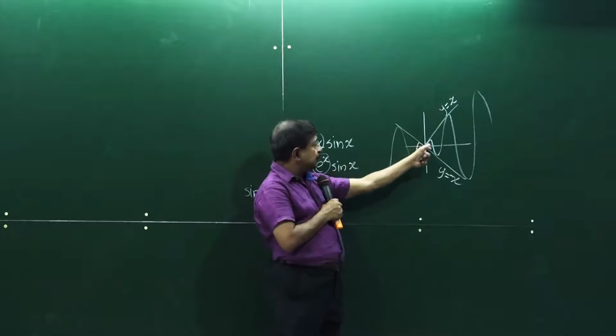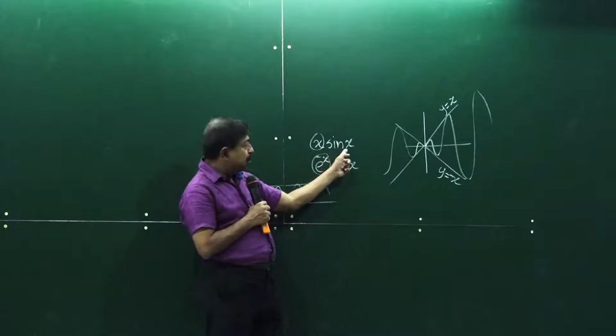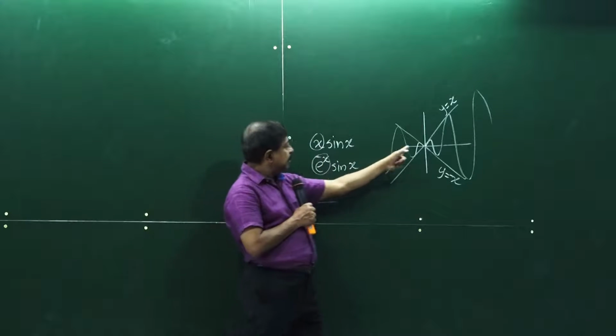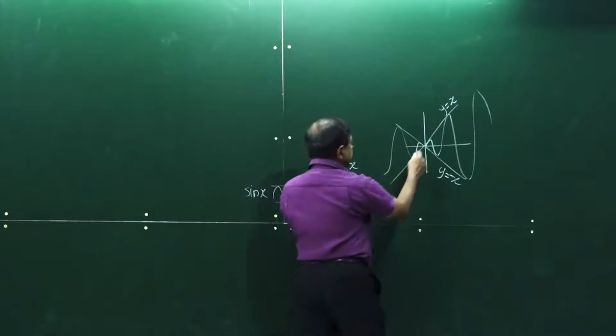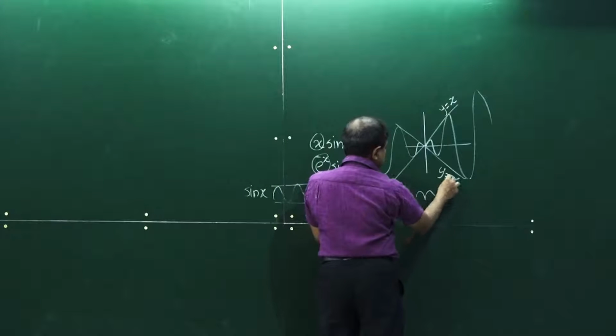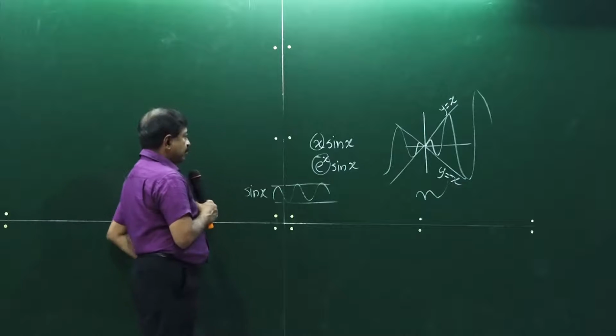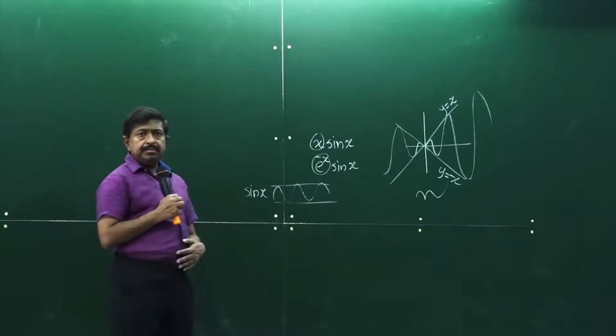Because when you have small positive values, both are positive. When you have small negative values, both are negative. So here the sin x is positive. Here you have a shape like this. Elsewhere you see the oscillation. So that's how you graph it.